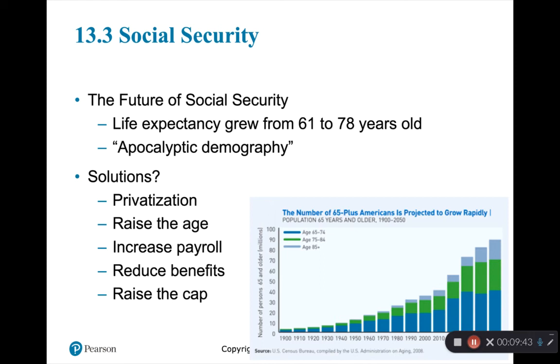However, it is true that as we have a lower ratio of younger population to older population, we will see that benefits may shrink. Here you can see in the graph just an estimate of how our older adult population is rapidly growing up through 2050.